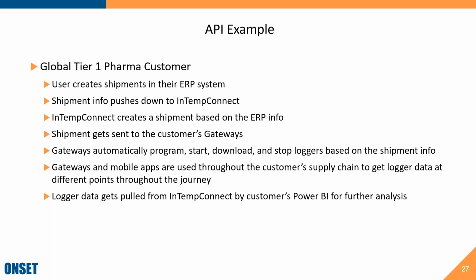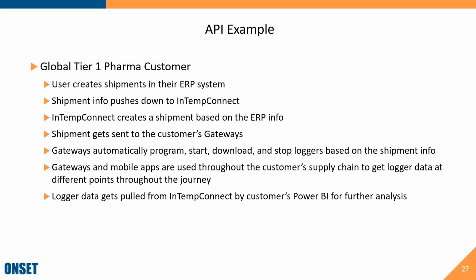Great example of this is we currently work with a global tier 1 pharmaceutical customer. They actually create all of their shipments in their own ERP system. That information for the shipment then gets pushed down to our InTemp Connect system, and then InTemp Connect automatically creates a shipment based off of the information sent by their ERP platform. The InTemp Connect shipment then gets sent down to the gateways, and then as soon as the loggers come into range of that gateway, the gateway knows exactly what to do with them.